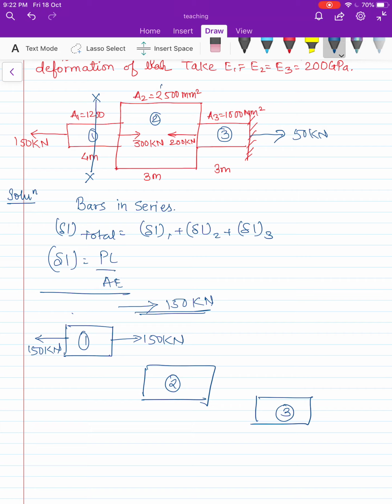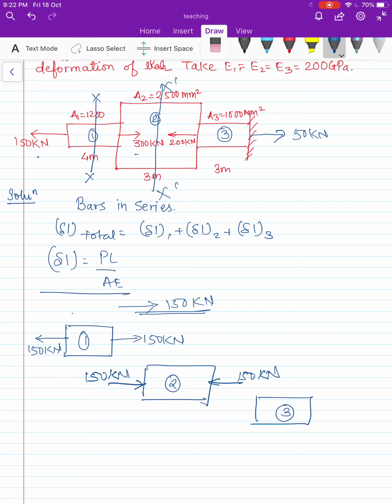Now again take another section for the second bar, and I will name this section as x dash x dash. Now try to sum all the forces either on the left hand side or on the right hand side. On the left hand side there is 150 kilonewton and 300 kilonewton. So 150 kilonewton is going leftward and 300 kilonewton is going rightward. The resultant will be 150 kilonewton rightward. Equal and opposite will be there on the other end.